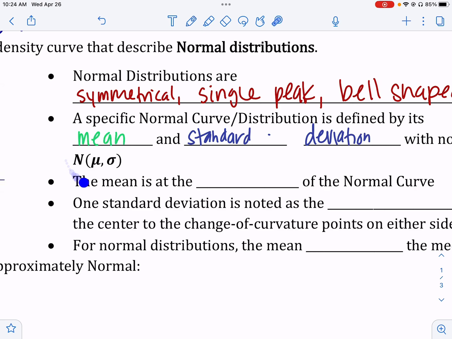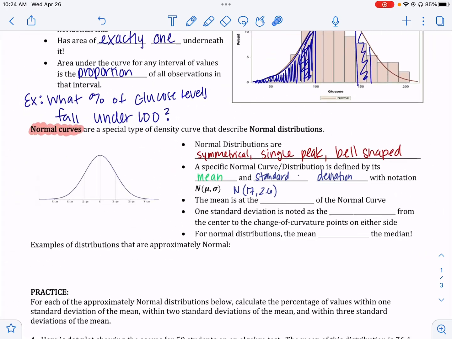So notice here, if you see something like this, the N says it's a normal curve. The mu, we now know, stands for the mean, and sigma stands for the standard deviation. So if I gave you something as N(17, 2.6), then we know that the mean is 17 and the standard deviation is 2.6. So just a very, very basic example of that.